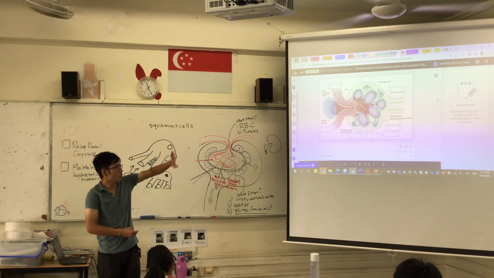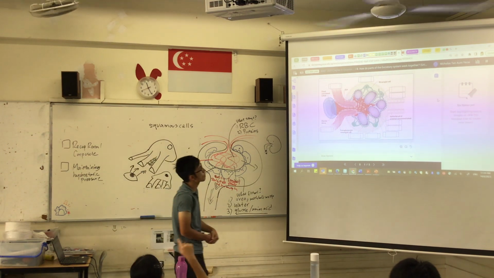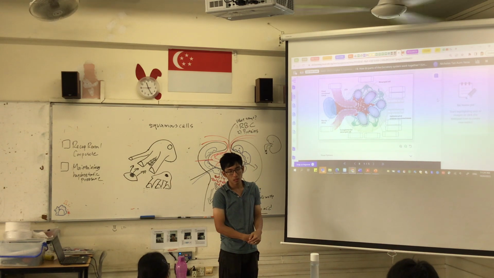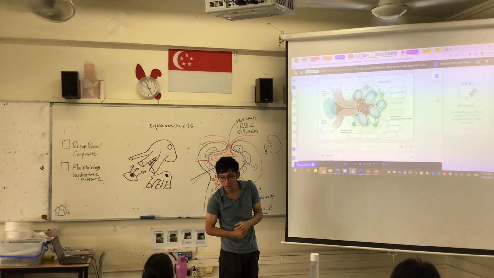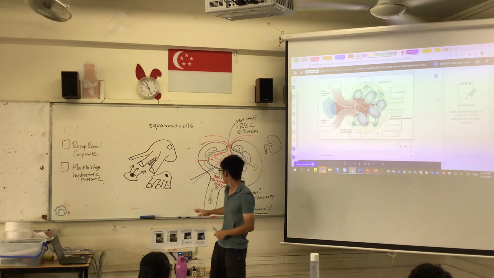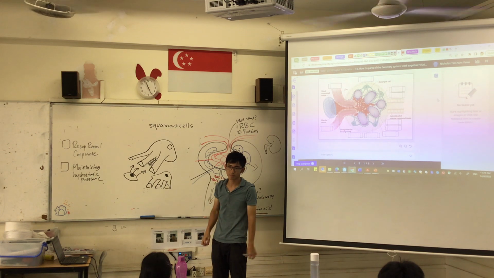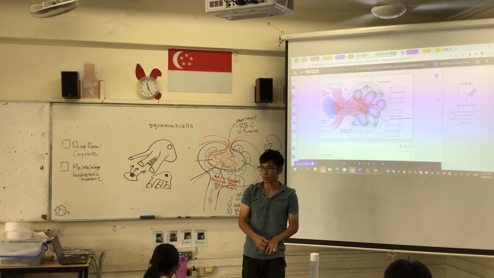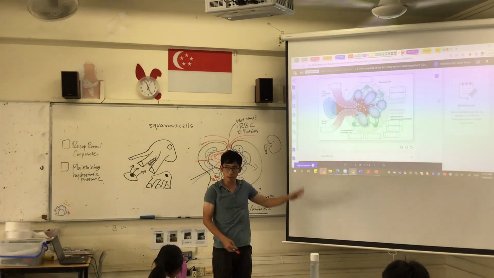Okay, any more questions with regards to this structure? Yes. The whole Bowman's capsule wraps like that. Yes. So all of the filters that we're talking about, they wrap around the glomerulus. Any more questions with regards to identifying all these parts? You're expected to be able to identify.